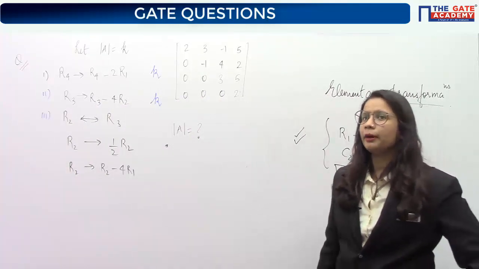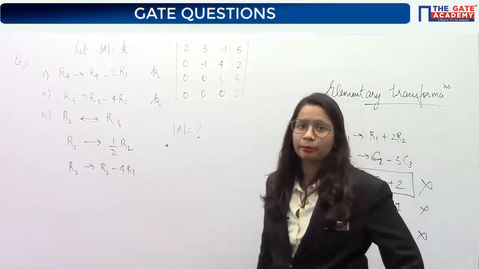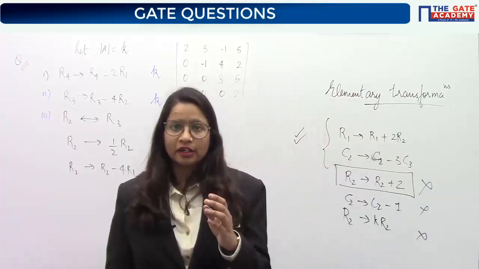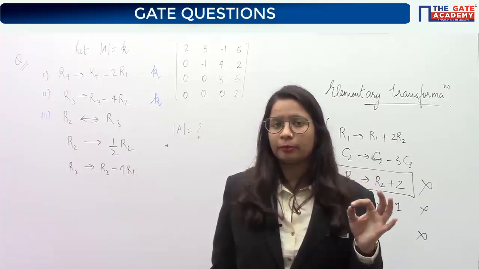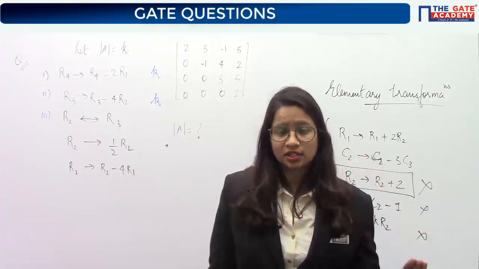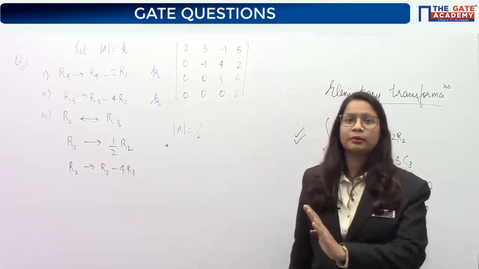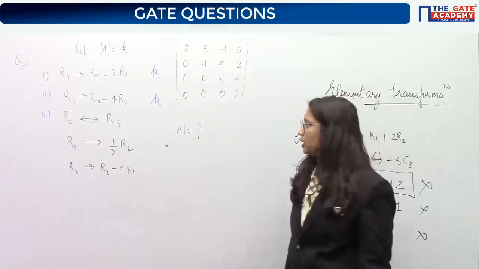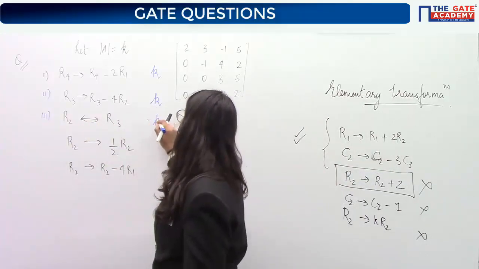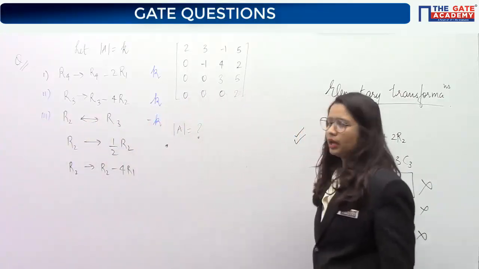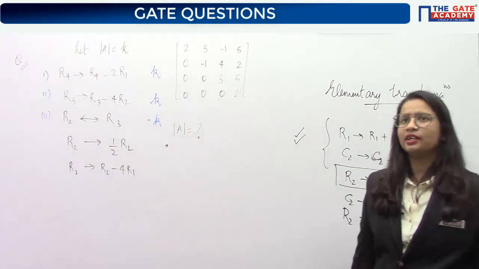Now after applying the third operation, will the determinant change? Yes, multiply by -1. We have seen in the properties of determinant that if two parallel lines, that is two rows or two columns, are interchanged, then the determinant value will remain the same but its sign will change. So if it is k here, on applying this operation it will become -k after this step. Okay, everybody is getting it or not?